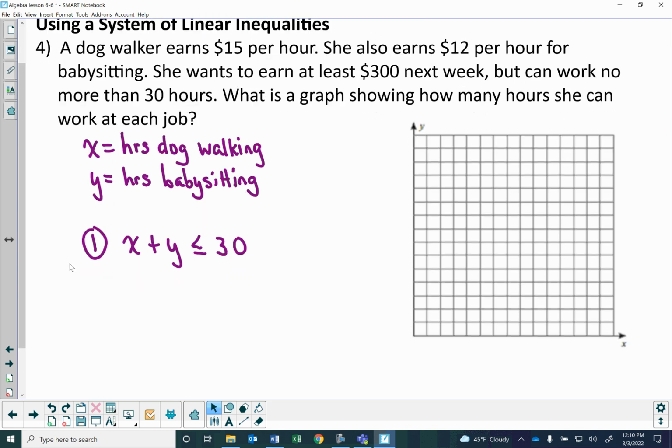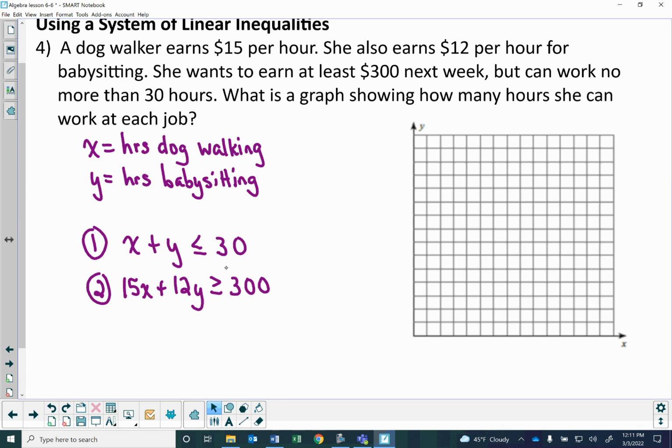The second inequality is going to be based on how much money she can earn. Okay, she earns $15 an hour walking a dog, and she earns $12 an hour for babysitting. So in my second inequality, I would have $15 for every hour walking the dog, plus $12 for every hour babysitting, and she wants to earn at least $300. That means greater than or equal to 300. So there we go. We've got the two inequalities that we need.